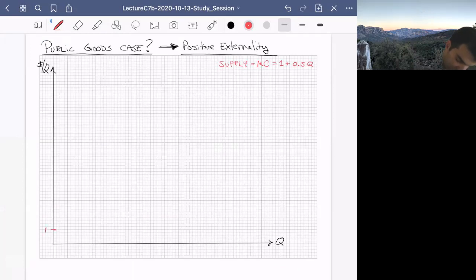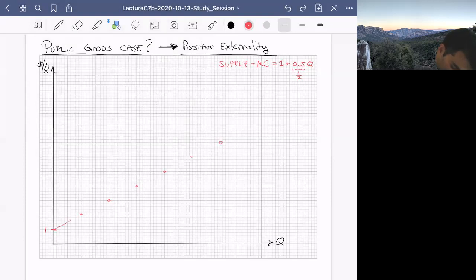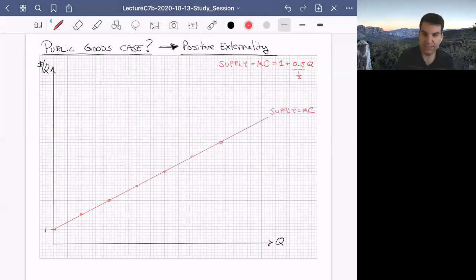So that is going to start down here at 1, and then this 0.5 here just means for every 2 that I run, I rise only 1. So here I get a line that looks kind of like this. Let me make that a little straighter. That's good. All right, so that's my supply curve. It's equal to my marginal cost.